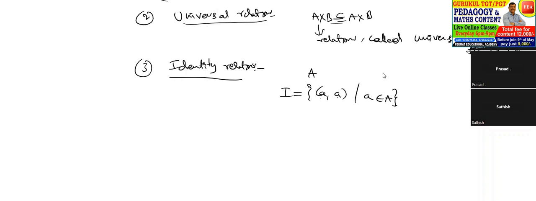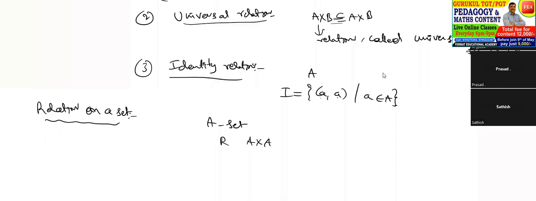Suppose you want to define a relation on a set. What do you mean by a relation on a set? Look at A cross A. If R is any set which is a subset of A cross A, then automatically R is a relation from A to A. That is the same as saying that R is a relation on set A.